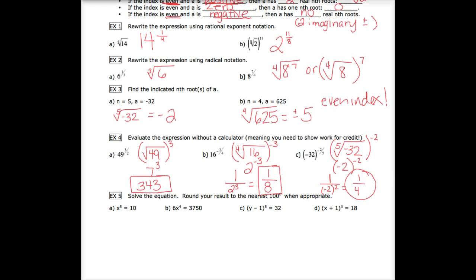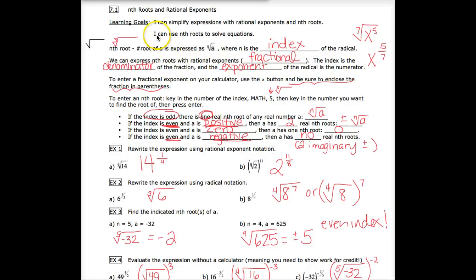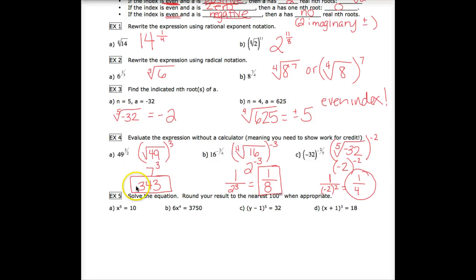All right, last part of this lesson, and it goes with our second learning goal, being able to use nth roots to solve equations. So these should be super easy. The key is that you have to get the exponent term alone first. So get the exponent term or the power alone first. Most of these they are, but if they're not, you need to do that.